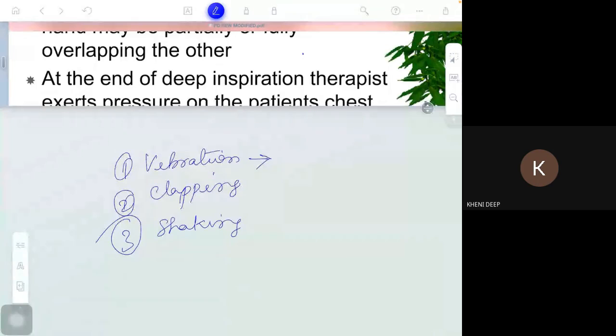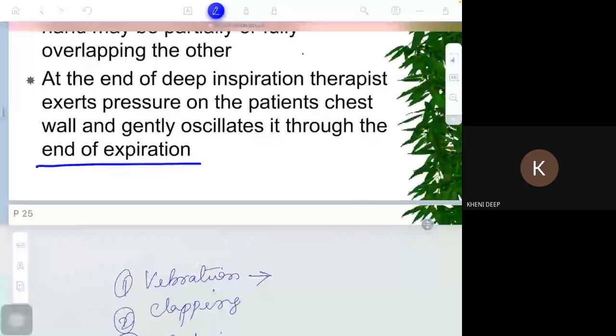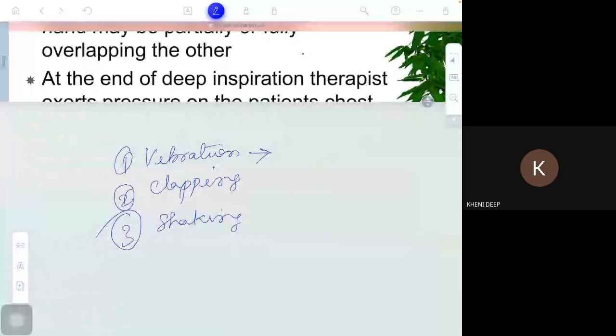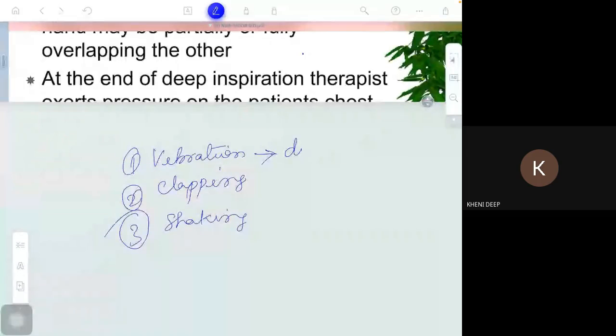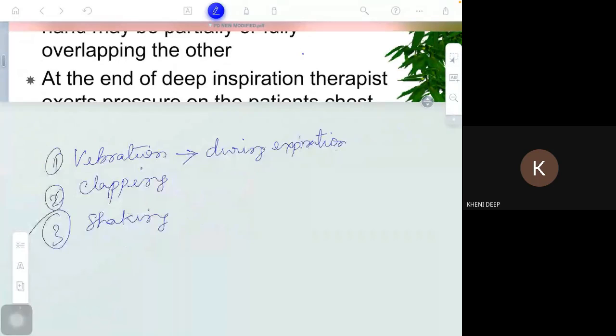So what does it mean? Vibration should be performed during expiration, during the expiration phase.